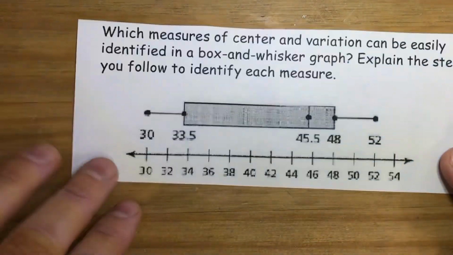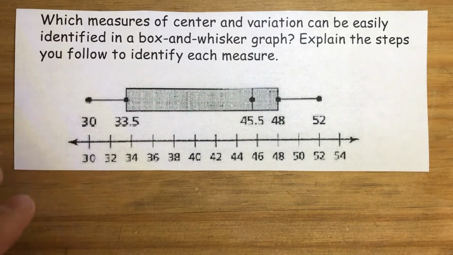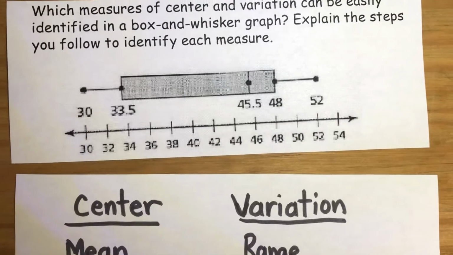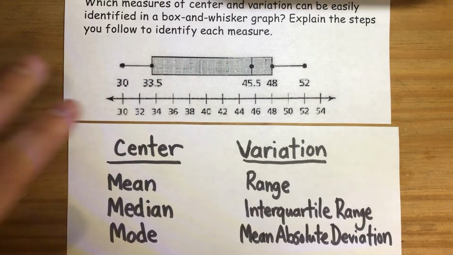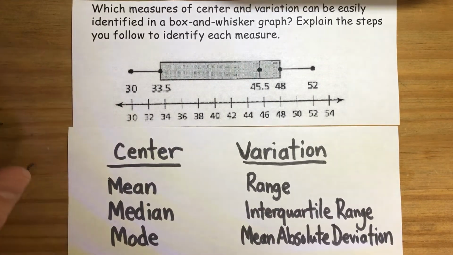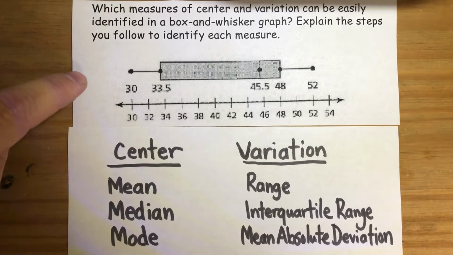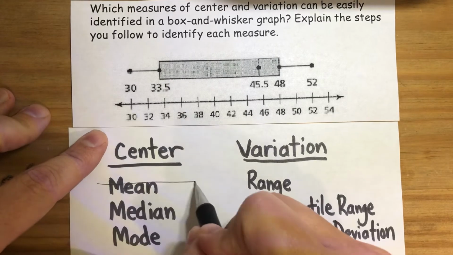So, which measures of center and variation can be easily identified in a box and whisker graph? Explain the steps you follow to identify each measure. So let's think about that for a minute. We had learned in this unit, or in the last unit, different measures of center and measures of variation. So, when we look at this box and whisker graph, can we identify the mean? And we can't, because we don't have the raw data, we didn't add it all up and divide, so this definitely not. The mean is not available.